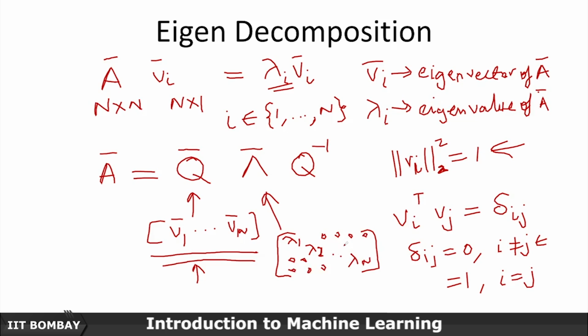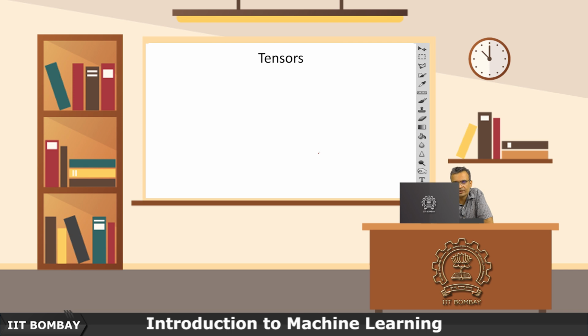Off diagonal elements are all 0. So we talked about scalars, we talked about vectors, we talked about matrices. Now let's talk about tensors, which are going to be useful in defining larger scale organization of numbers.